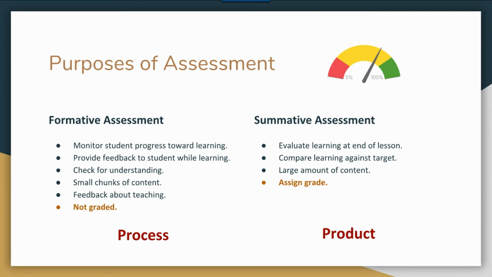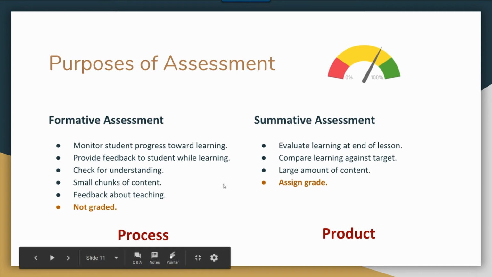What questions do you have about these 2 types of assessment? We mix them, and they're really done for different purposes, and they need to be held apart.